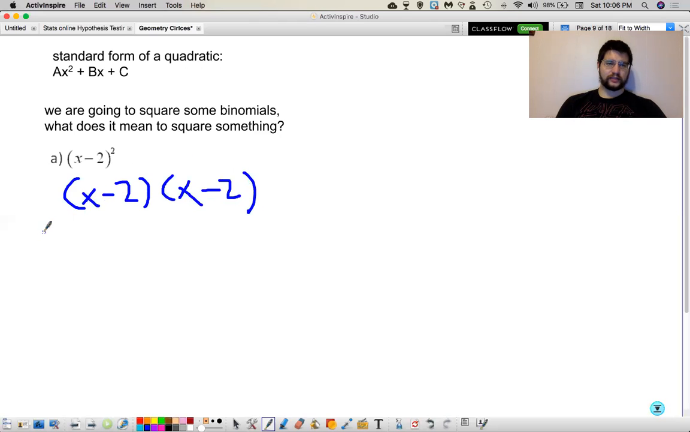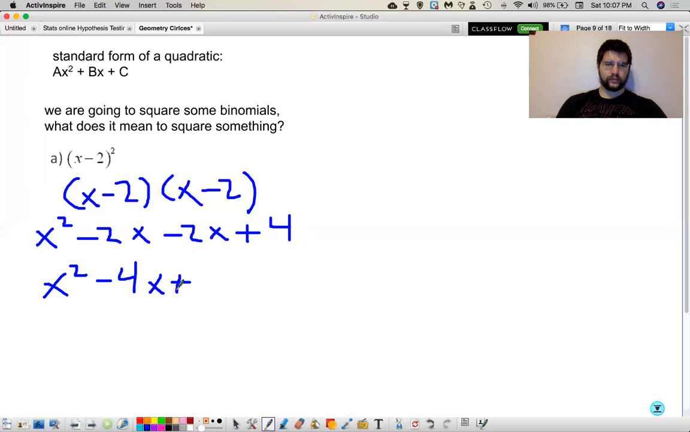So this x times this x is x squared. This x times this negative 2 is negative 2x. This negative 2 times this x is another negative 2x. And this negative 2 times this negative 2 is a positive. Negative times negative is a positive 4. After that, we just combine our like terms. We have two negative 2x's, so we can combine that to negative 4x. That's it. We've just used the distributive property on this binomial here. Since it's a squared binomial, it's a perfect square binomial right there.